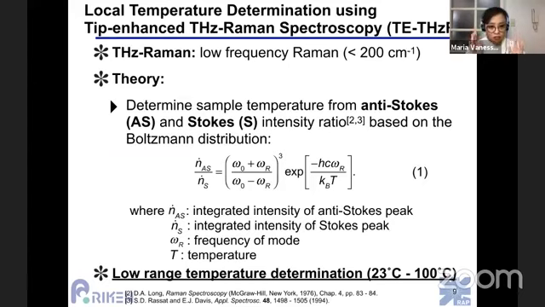Now, low frequency Raman is useful for temperature determination because you can actually calculate the temperature based on the Boltzmann distribution and also the intensity ratio of both the anti-Stokes and the Stokes Raman. By doing it via experiment, obtaining the anti-Stokes and the Stokes intensities and then crunching out the numbers based on this equation, you can actually calculate the temperature at the tip end, which is more or less the temperature at the tip, at the sample.